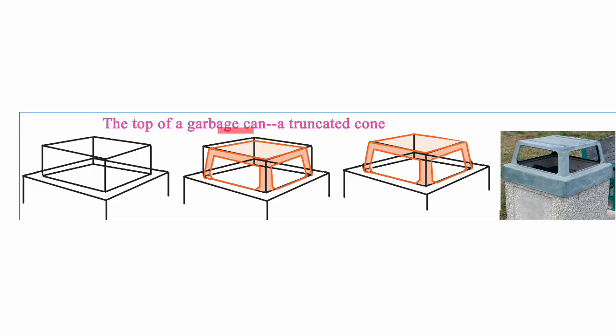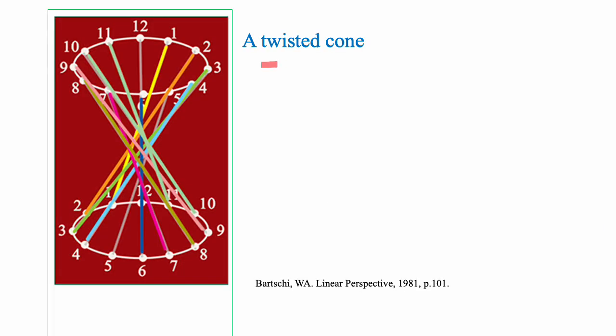Here's another garbage can that resembles a truncated cone, but this time the openings are on the side. And what's interesting is that you really only know that it is slanting by looking at the sides, not the front or back that look vertical. To draw this twisted cone, start with 2 ellipses and number one of them clockwise and the other one counterclockwise, and then connect like numbers together. So number 3 here is connected to number 3 up there. And then you get this interesting form.